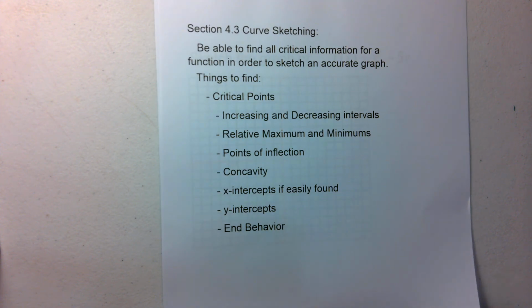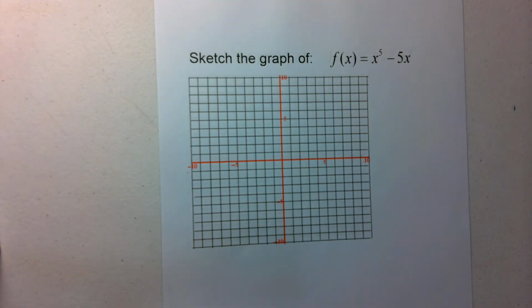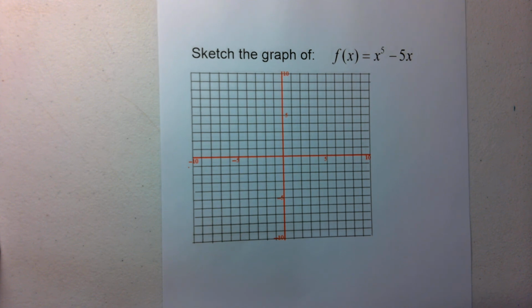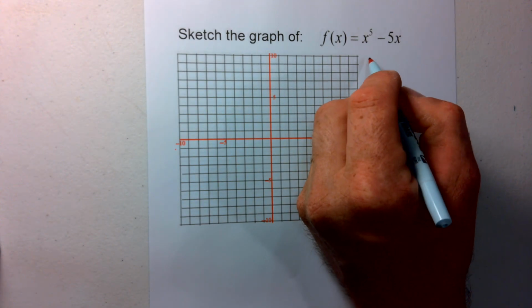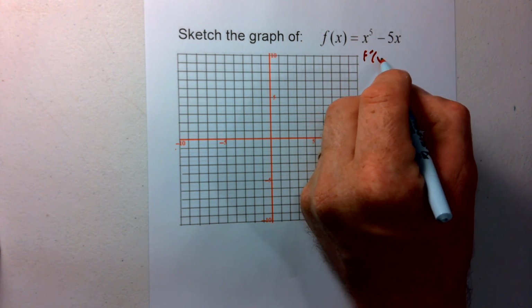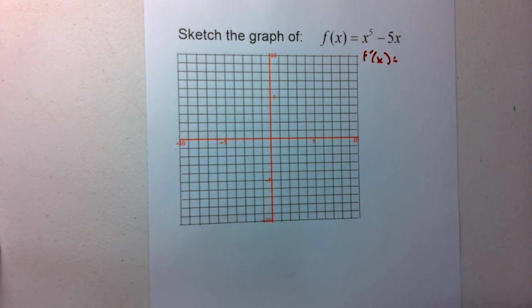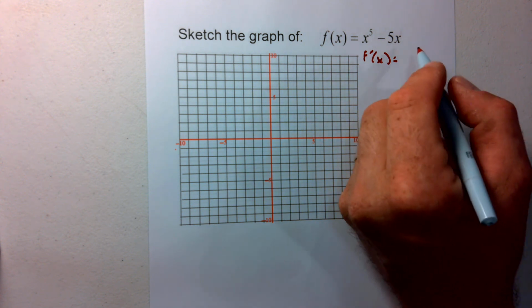So without further ado, let's go ahead and look at an example or two to kind of talk about what's happening with these problems. So the first one, I think we've talked about x to the fifth minus 5x here recently. Can we sketch the graph of this? And what I want is a nice accurate graph and finding all the information that we can find. Well, the first thing I would do is go ahead and find our first derivative. First derivative is going to tell us our increasing and decreasing intervals.